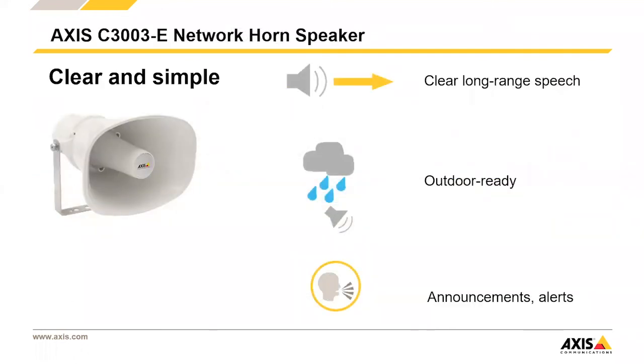Re-entrant horn, we've all seen these, primarily for outdoor or any kind of larger or higher noise area where speech is the primary signal. Clear and long range, you think about this as being a floodlight. This basically targets your messages. It is indoor, outdoor, and it's perfect for announcements and alerts.